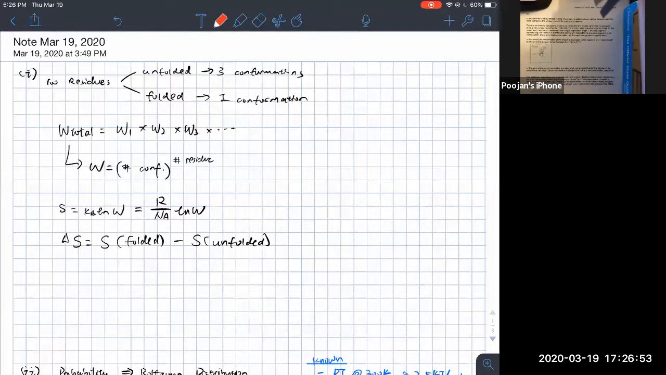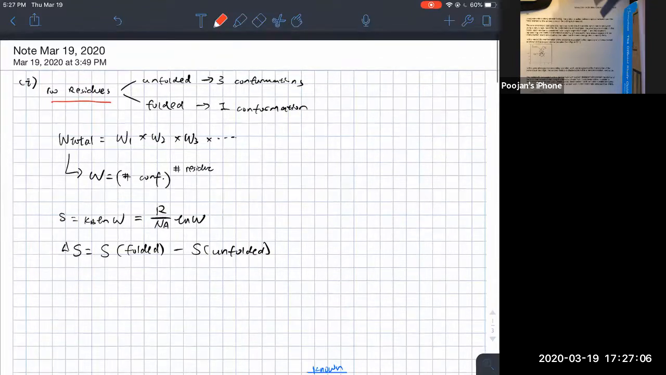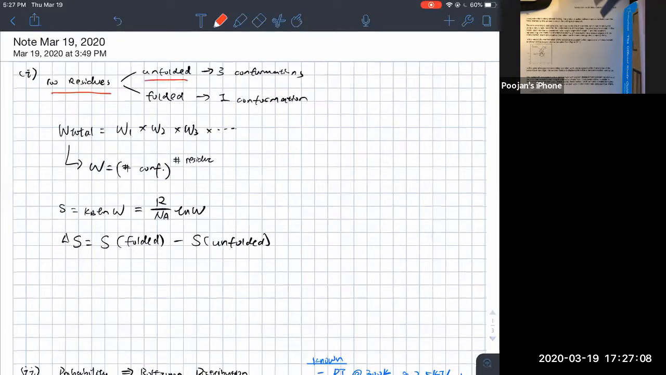Okay, so for part 1, number 2, we are asked about the change in entropy of the 2 states. Here we have 100 residues and 2 possible states, unfolded and folded. For the unfolded state, each residue has 3 possible conformations, and for the folded state, each residue has 1 possible conformation. And here's the equation for multiplicity.